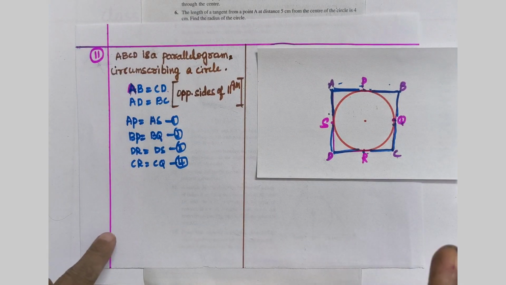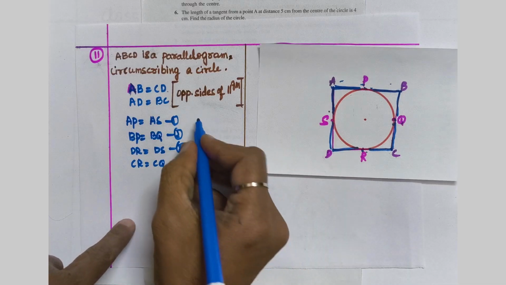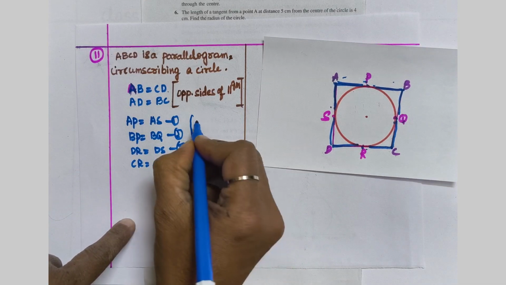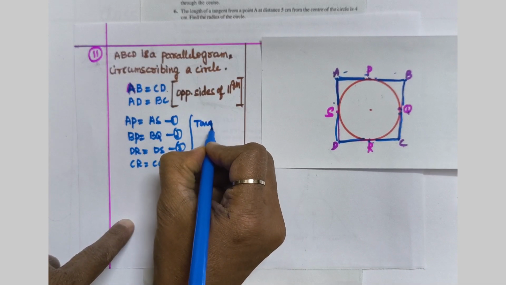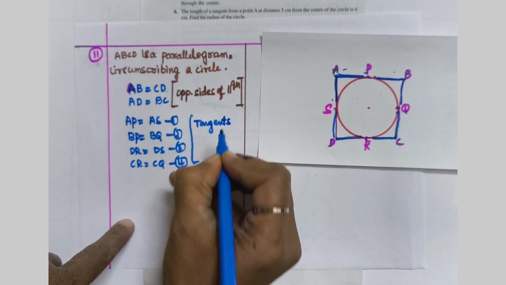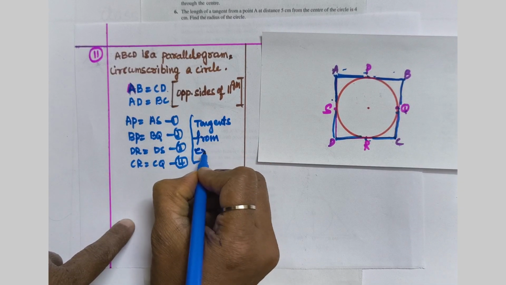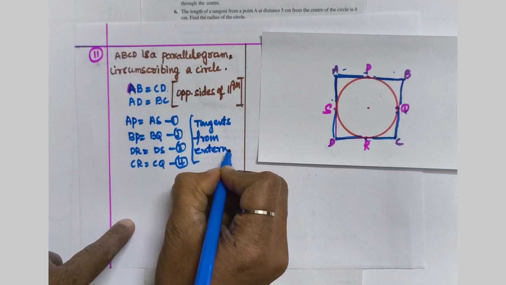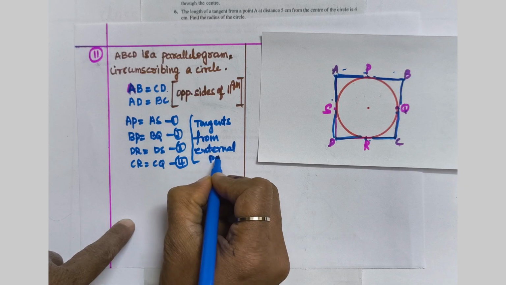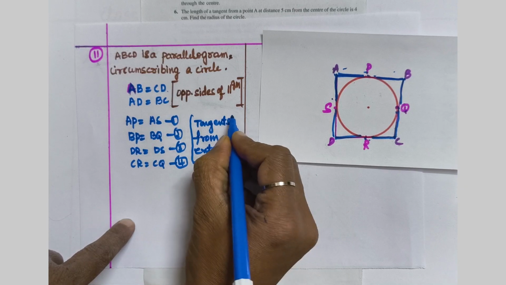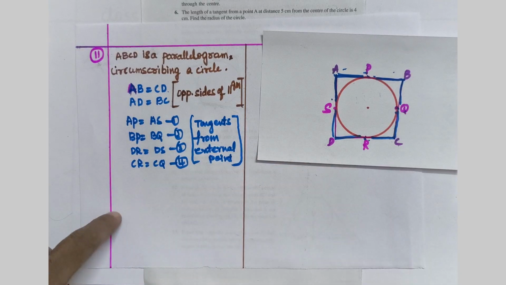Now what is the reason? Tangents from an external point. You can write it as the reason: tangents from an external point. Theorem 2, tangents from an external point. This is the reason for 1, 2, 3, 4.